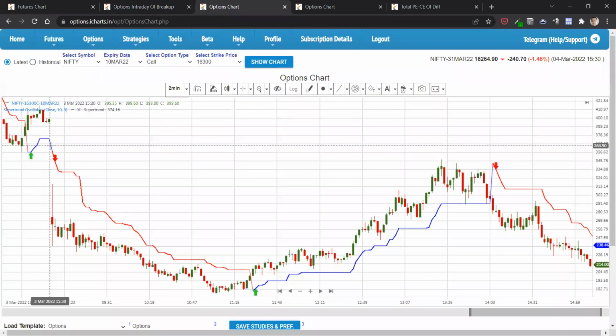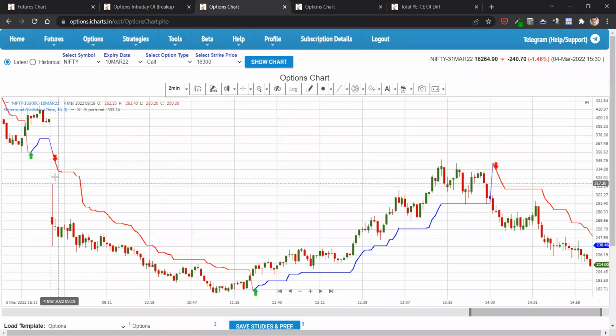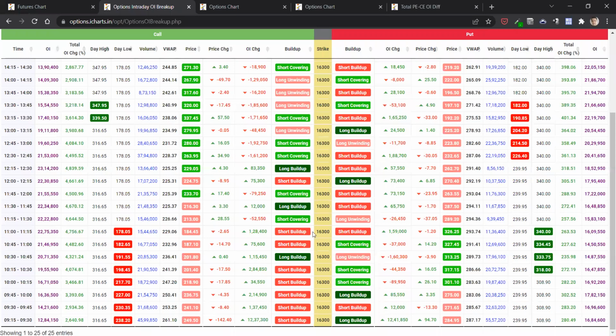Call is short. I have plotted this on a 2-minute chart because this is for price confirmation. This is where I form my bias, that is, what the OI buildup is indicating. This is what I monitor here. This will still not give me direct buy and sell signals, but this is where I form my main bias.